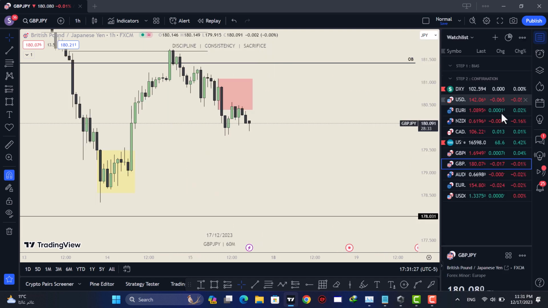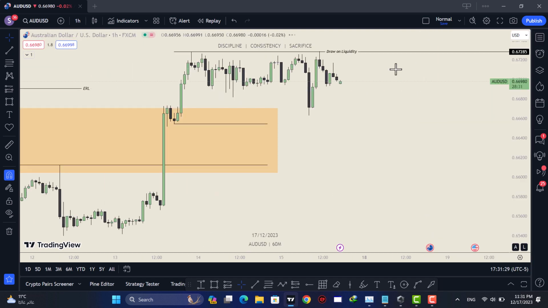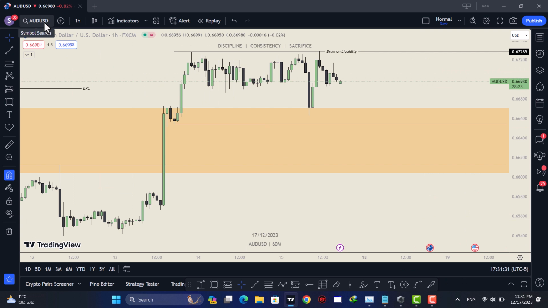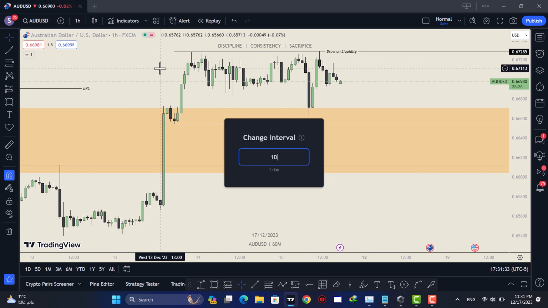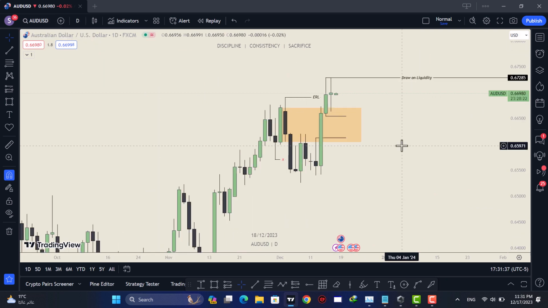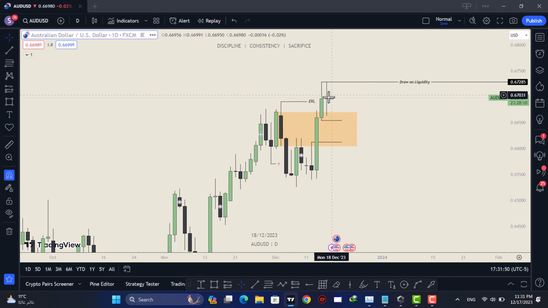Let's go to another pair, and this is the Australian dollar against US dollar. So let's go to the daily chart. On the daily chart, we have this breaker block and this fair value gap. So this is a unicorn model, right? As you can see, we cleared this sell side liquidity and then price displaced higher.